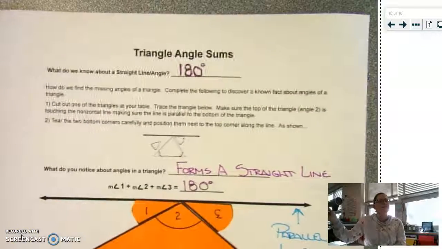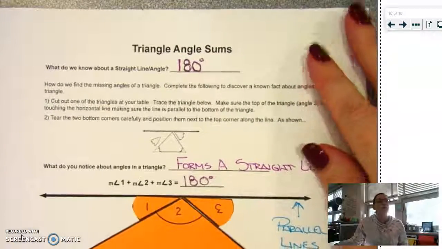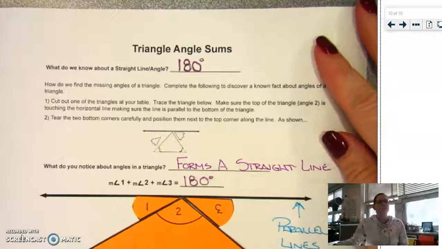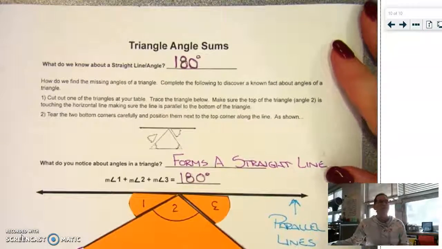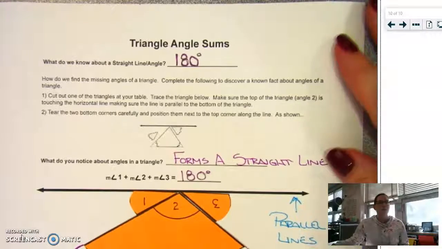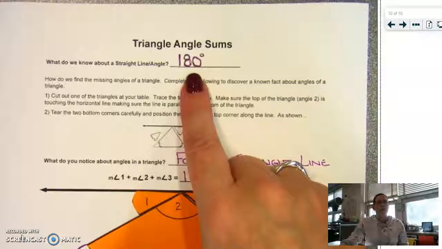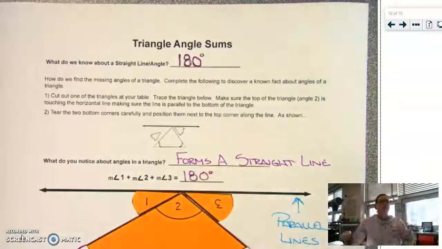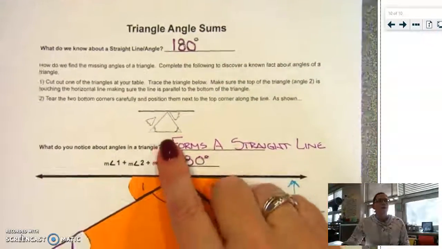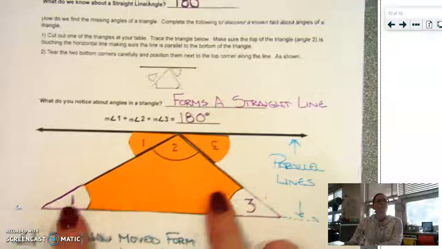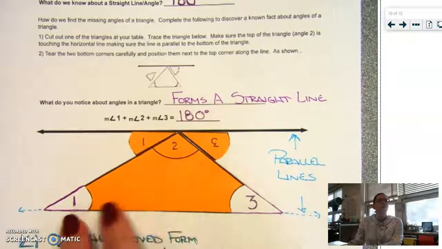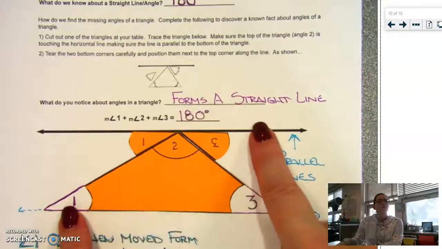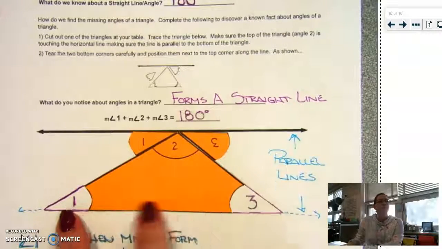All right, hi guys. Today the first thing we're going to review is our triangle angle sums activity we did yesterday. The first thing we reviewed was that we know that straight lines and angles are 180 degrees because they're straight. We also know that by doing this activity, we pulled the corners off of a triangle. We made sure that our horizontal line was parallel to the bottom of the triangle.